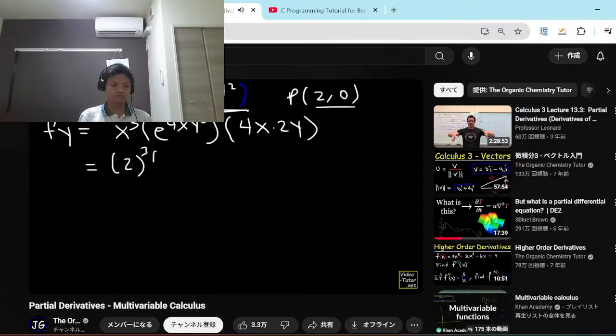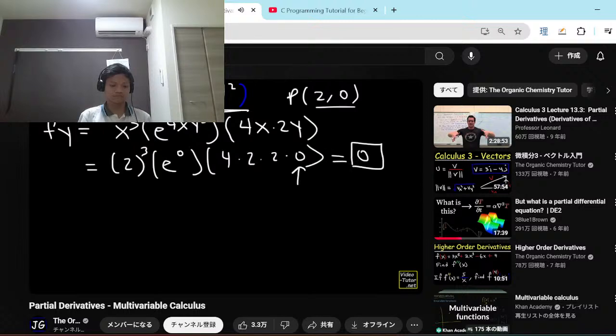So x is 2, it's going to be 2 to the third, and we have e raised to the 4 times 2 times 0 squared. 0 times anything is 0. And it's going to be 4 times x, which is 2, times 2, and y is 0. So because we have a 0 here, the whole thing is 0. So that's the partial derivative with respect to y.